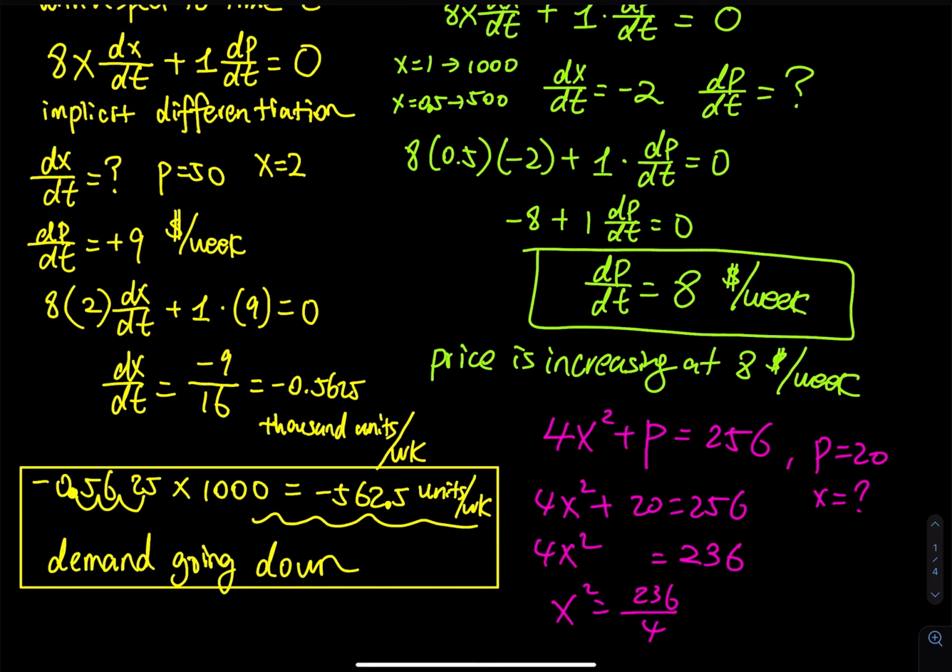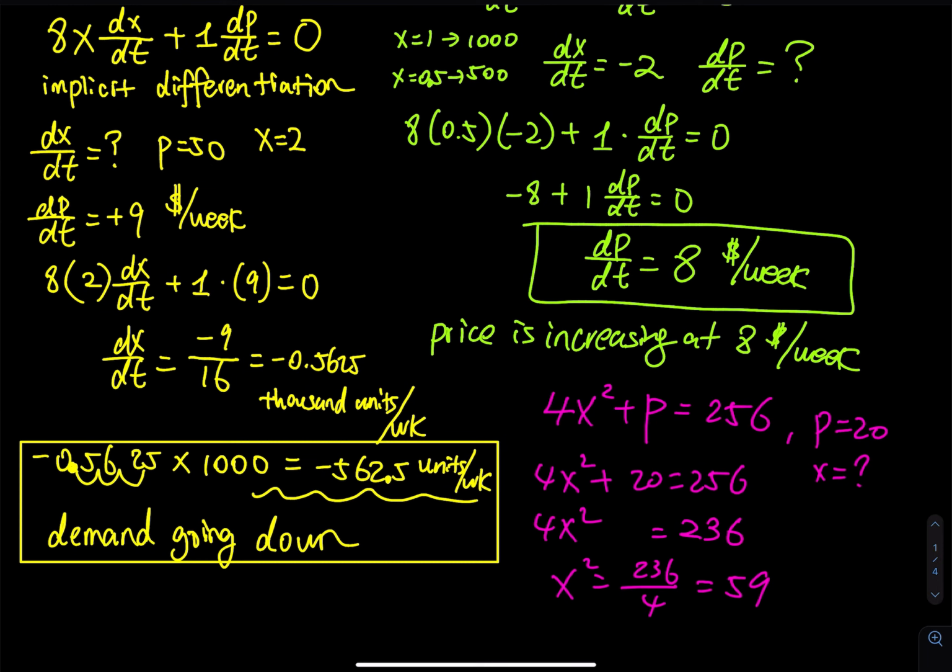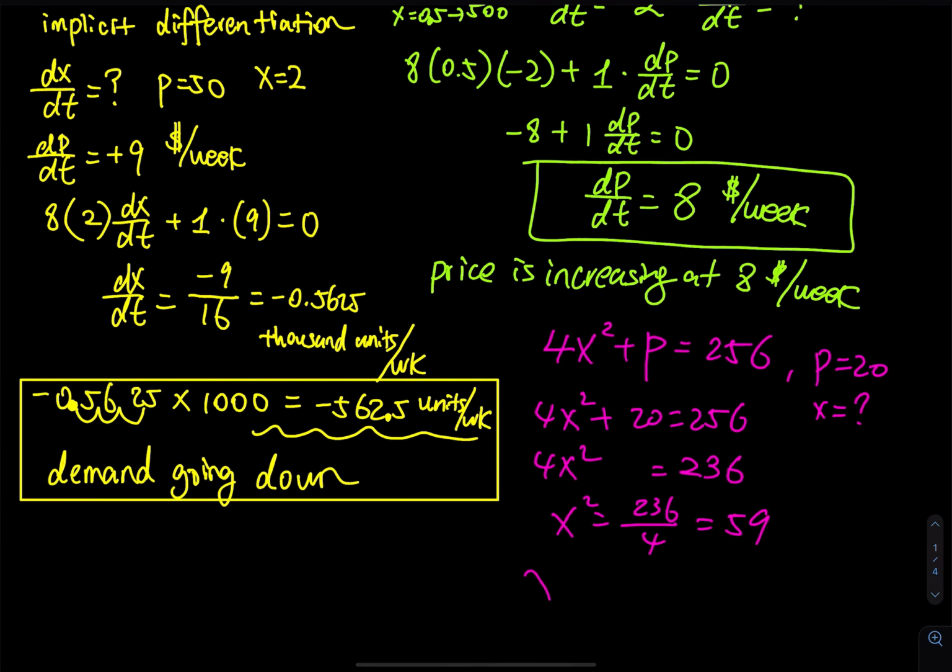Let me make sure. We take that divided by 4, that is equal to 59 exactly, because I want to make sure that we don't need to round. Is this the right answer? Is the demand equal to 59? The answer is no, because this is demand squared, so we have to take the square root on both sides. The square root of 59 is around 7.681.